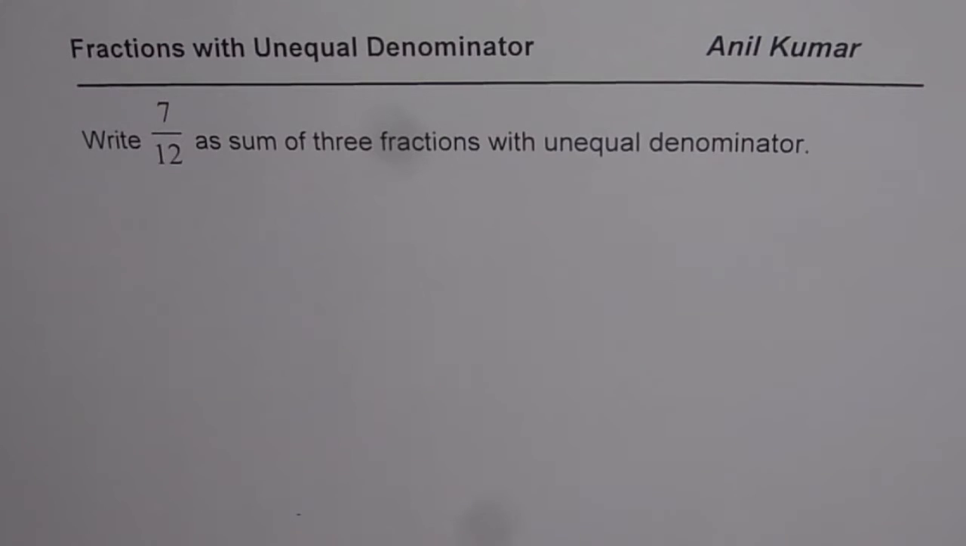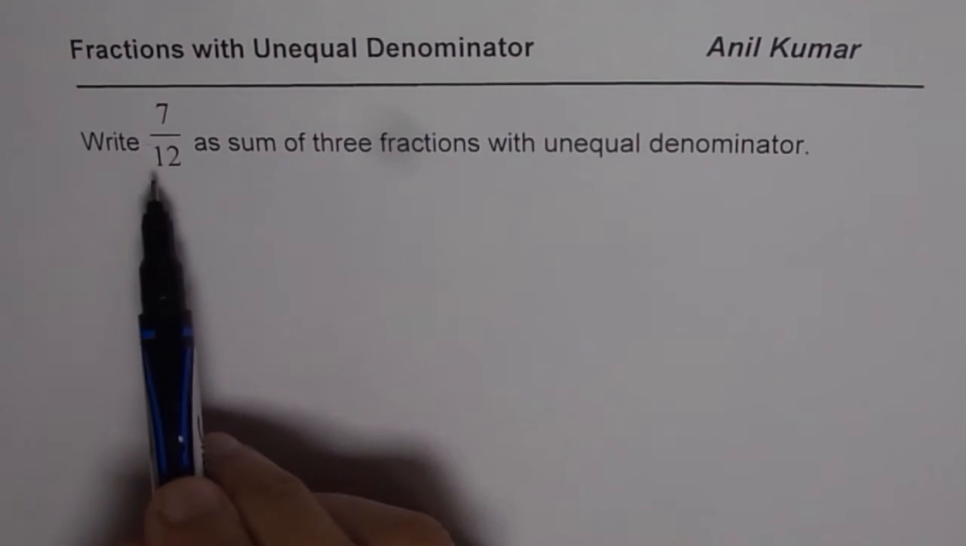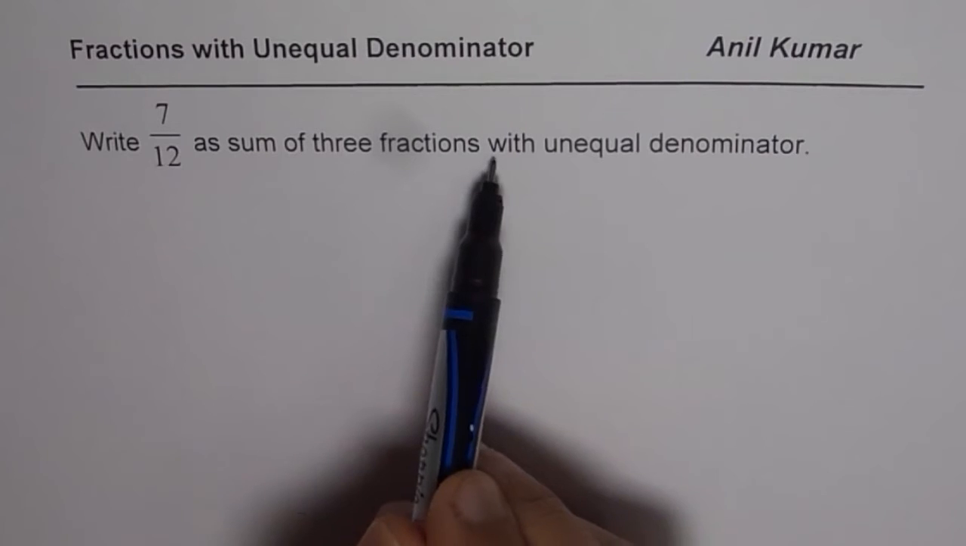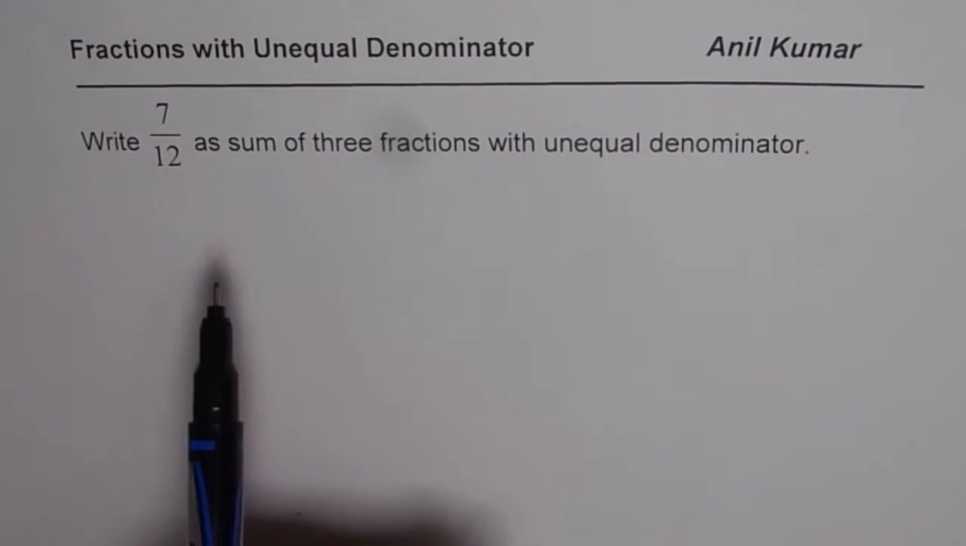I'm Anil Kumar, and we'll play around with fractions having unequal denominators to understand them better. Here's a very interesting question. It says, write 7 over 12 as the sum of three fractions with unequal denominators.